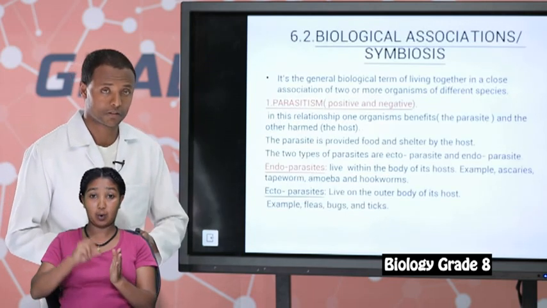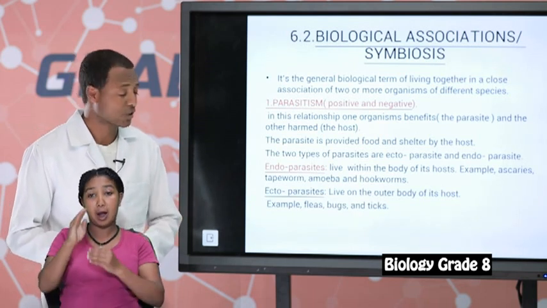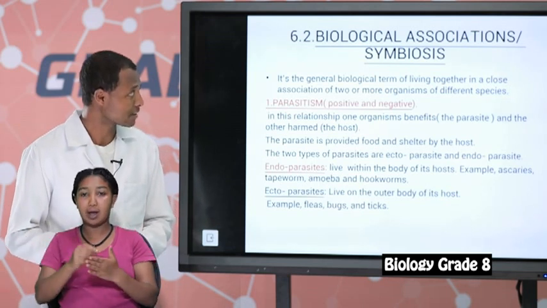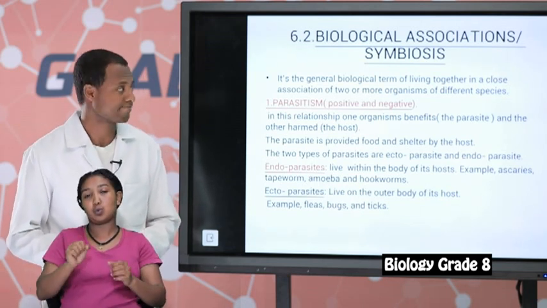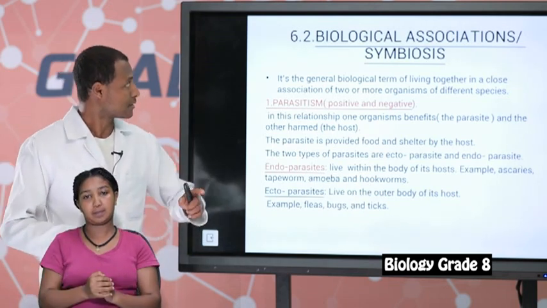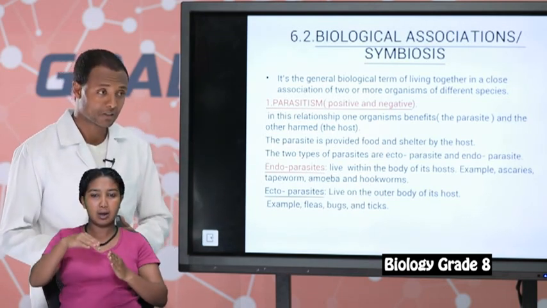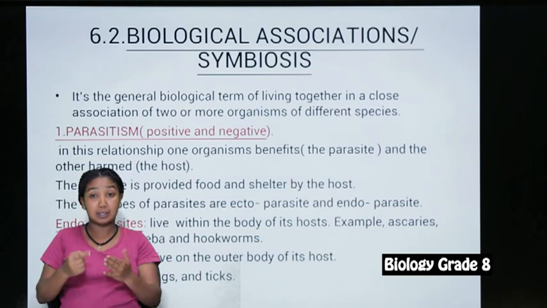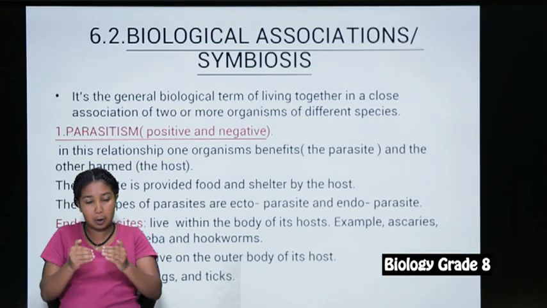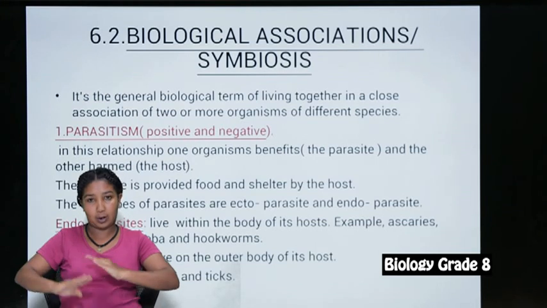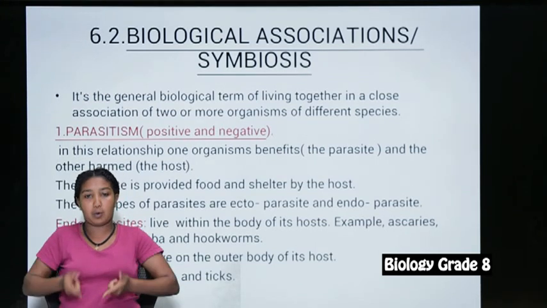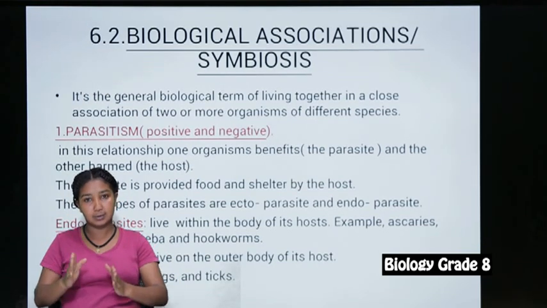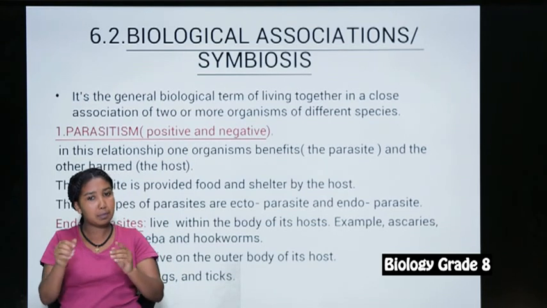Six point two is about biological associations or symbiosis. This is also another important factor that's available within an ecosystem. So what is biological association or symbiosis? It is a general biological term for living together in a close association of two organisms of different species. There is association for different purposes. Some associations may be positive, others may be negative.